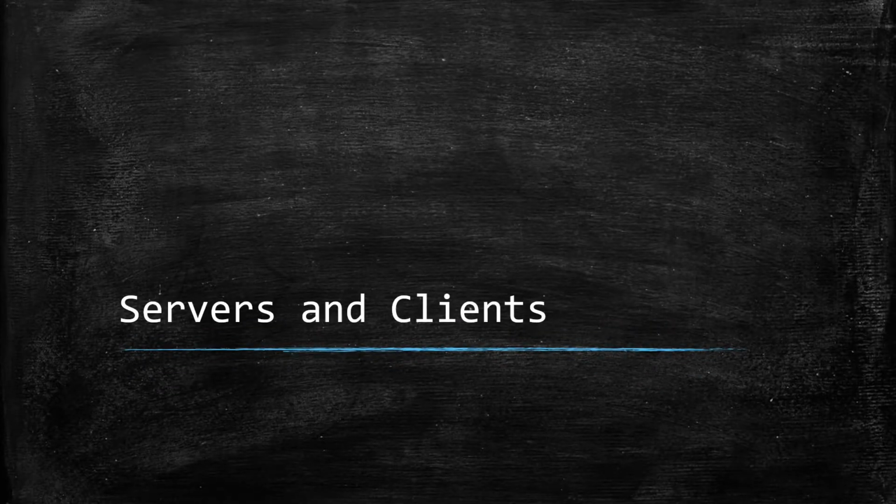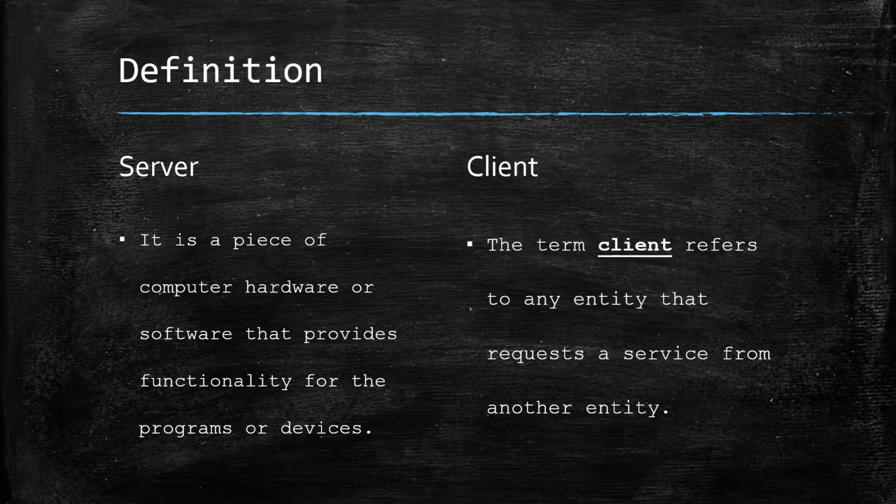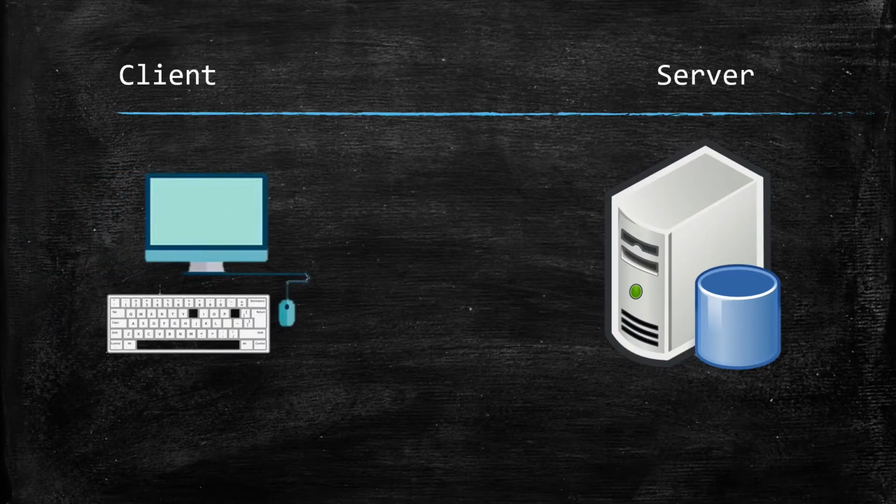Servers and clients. Definition: server. It is a piece of computer hardware or software that provides functionality for other programs or devices. Client. The term client refers to any entity that requests a service from another entity. Normally, a server runs on a specific computer and has a socket that is bound to a specific port number. The server just waits, listening to the socket for a client to make a connection request. On the client side, the client knows the host name of the machine on which the server is running and the port number on which the server is listening. To make a connection request, the client tries to rendezvous with the server on the server's machine and port.